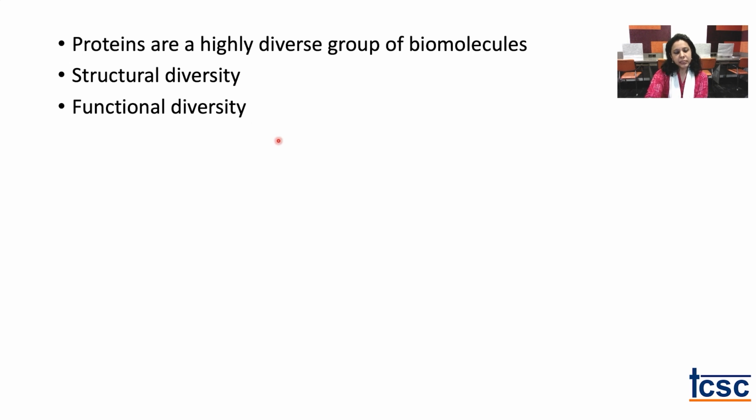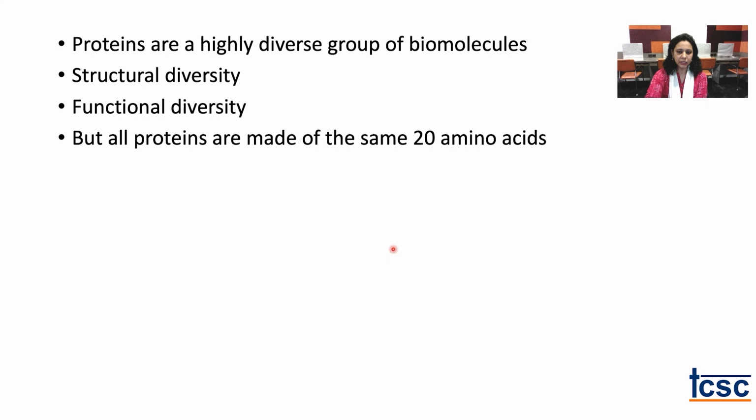But surprisingly, all proteins are made up of the same 20 amino acids. So whether it is the toughest structure that you find in keratin, which is present in the hooves or the claws or the feathers, that is also made up of the same 20 amino acids, which make up hemoglobin, myoglobin, immunoglobulins, all the enzymes. So it is very interesting to understand this, that the same 20 alphabets that we have can give so much diversity in the protein structure.